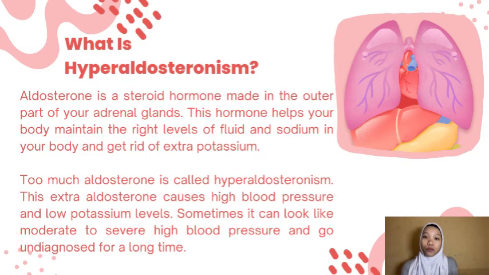So what is hyperaldosteronism? So aldosterone is a steroid hormone made in the outer part of your adrenal glands. So this hormone helps your body maintain the right levels of fluid and sodium in your body and get rid of extra potassium. So too much aldosterone is called hyperaldosteronism. So this extra aldosterone causes high blood pressure and low potassium levels. So sometimes it can look like moderate to severe high blood pressure and go undiagnosed for a very long time.